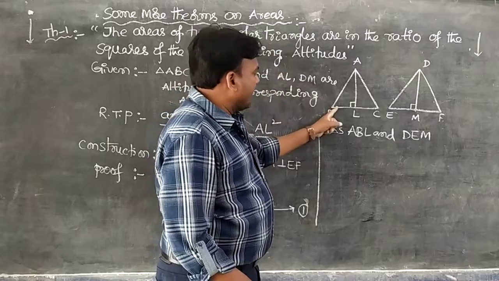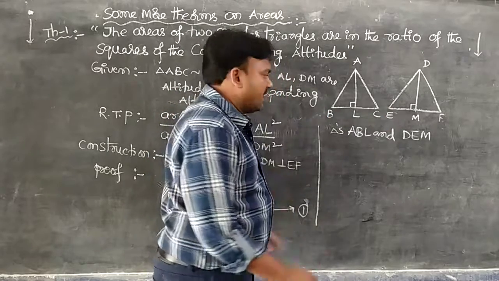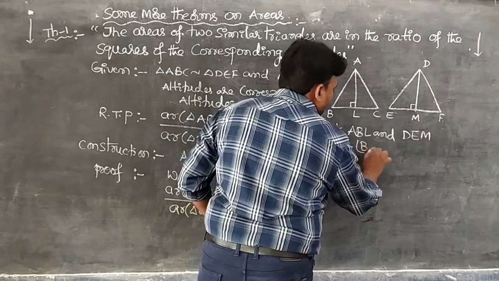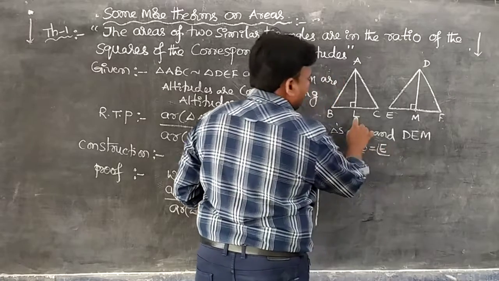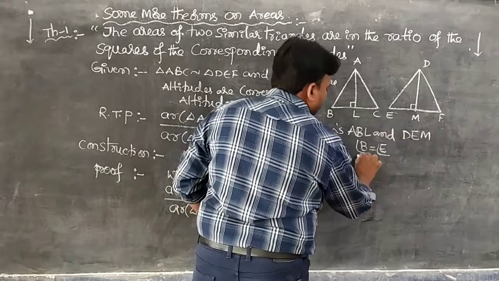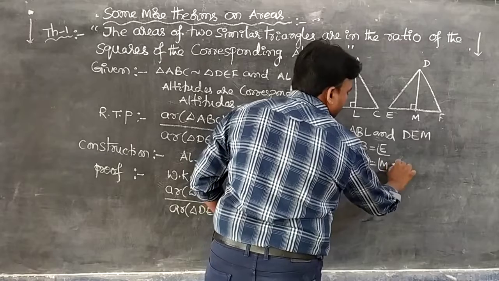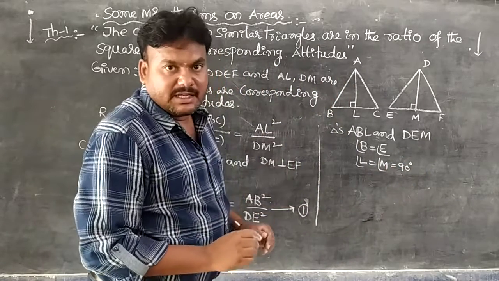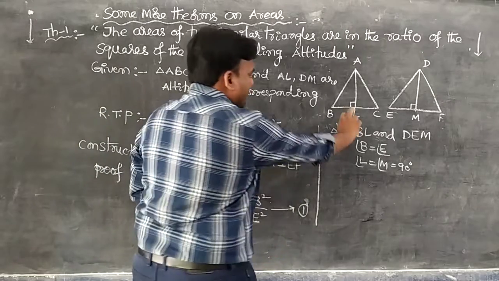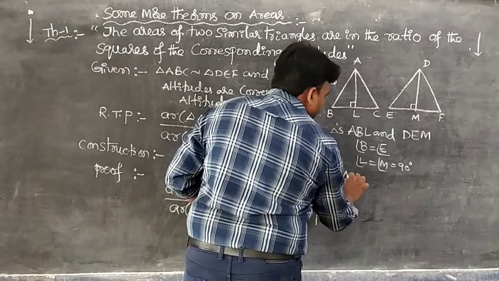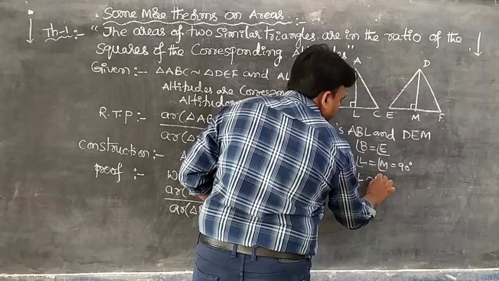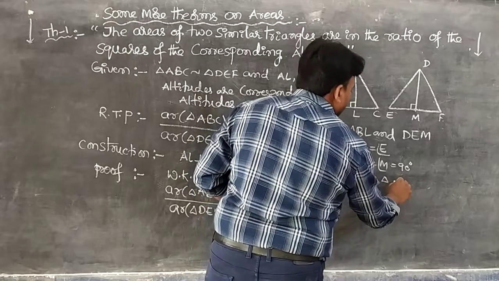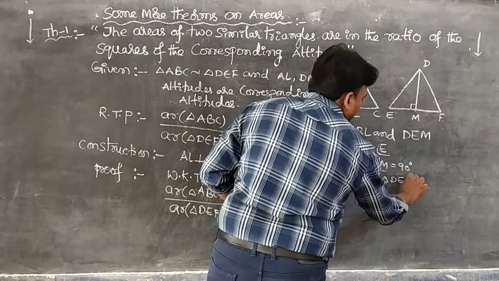That means angle B equals angle E. We know that angle B equals angle E. Next, the second one, angle L equals angle M, equal to 90 degrees. By AA similarity, triangle ABL is similar to triangle DEM.